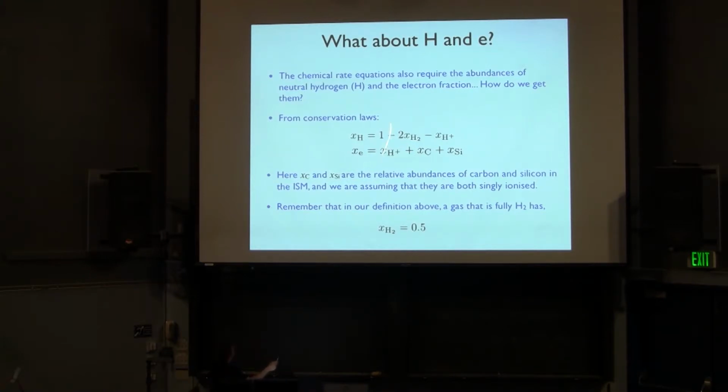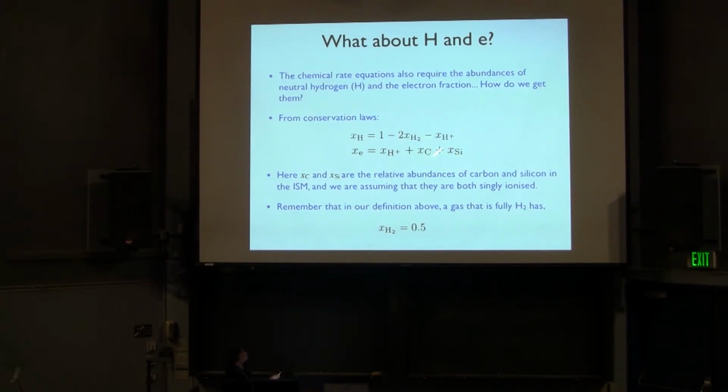The total amount of hydrogen I have is just a function of the amount of H2 that I formed and the H plus, because that's all the hydrogen I have in my reaction network. Okay, so it's trivial to calculate the abundance of neutral hydrogen at any point. And the same goes for electrons. Electrons are a little bit more complicated. They can come from H plus, but they can also come from C plus and from silicon.